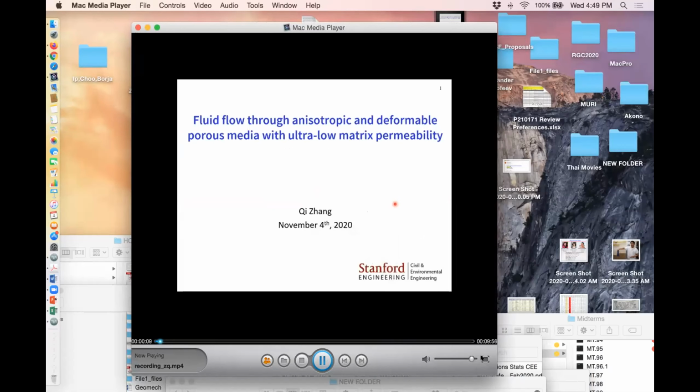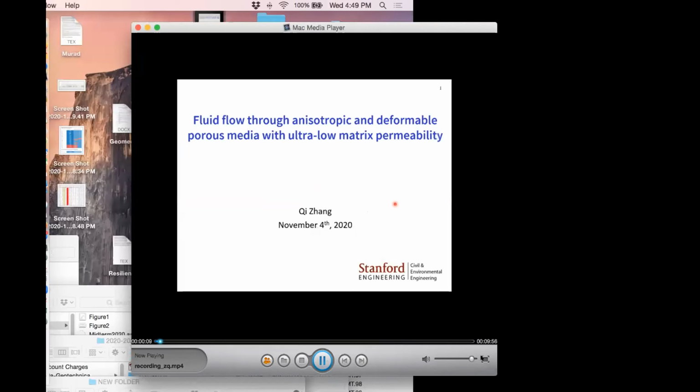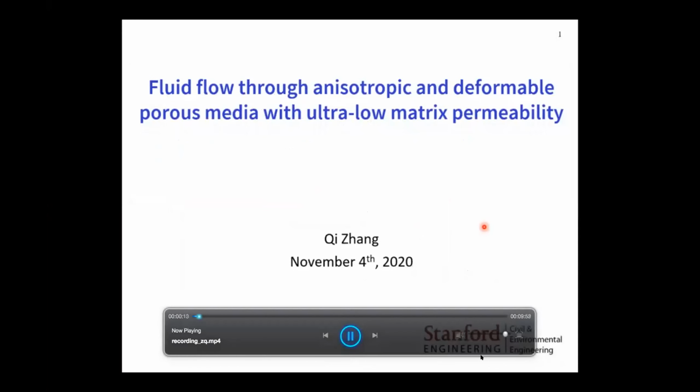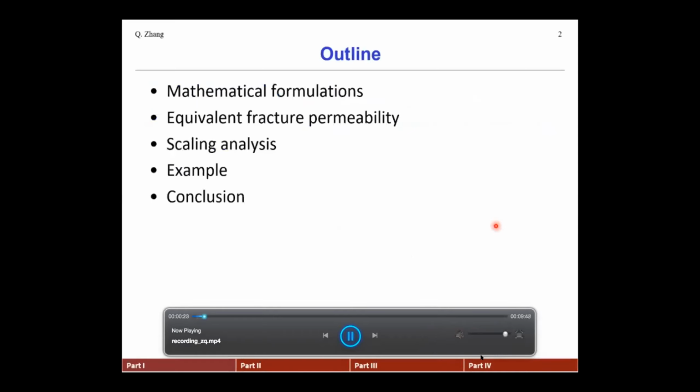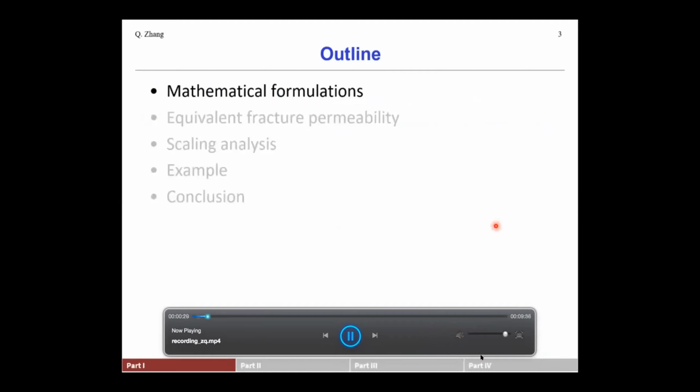Today I'm going to give an overview of my research, which is fluid flow through anisotropic and deformable porous media with ultra-low matrix permeability. I will divide my presentation into 5 parts. So let's go to the first part, the mathematical formulations.